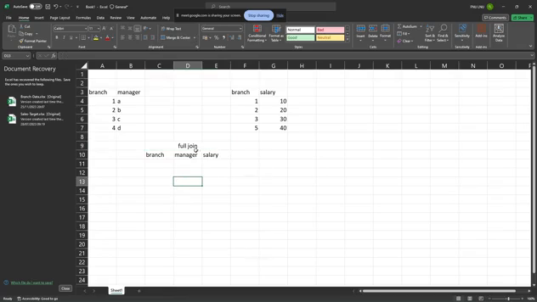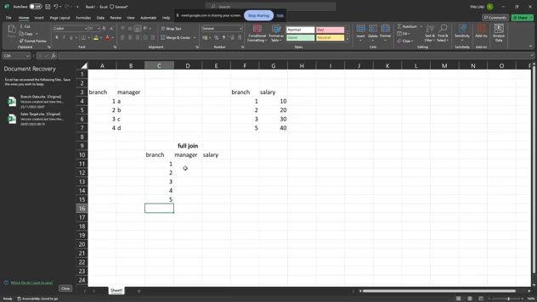I want to do a full join of this. So what are the branches that we have? One, two, three, four. There's no five here. But I have one, two, three, four here, but here I have five. Because it is a full join, all the branches must be displayed. I'll put five too.